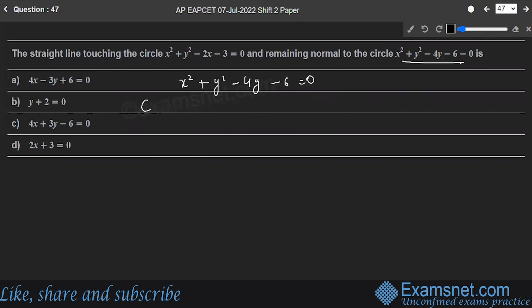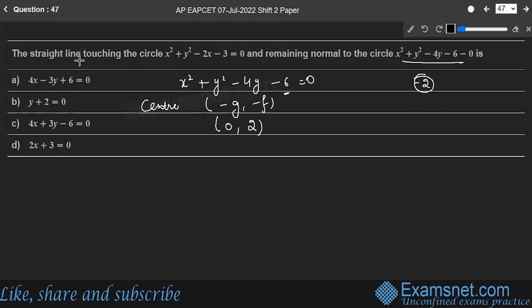So, now what is the center of this circle? It's given by minus g, minus f. What is g? It is half the coefficient of x, and f is half the coefficient of y. So, according to this, what is the coefficient of x? There is no x variable present in this equation. So, g is 0. And half the coefficient of y: the coefficient of y is minus 4, half of it is minus 2. So, minus of f will give you 2. This is the center of the circle. Correct? Hope this is clear. So, the center of the circle is at 0, 2.